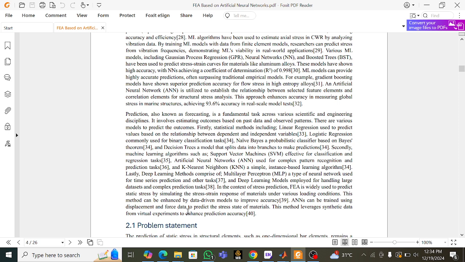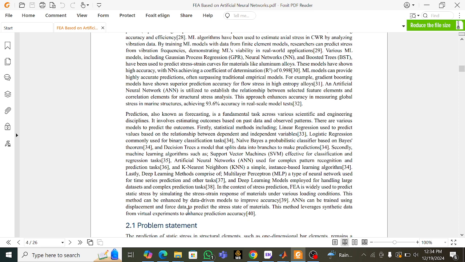Lastly, deep learning methods. There are three different types: the first one is statistical method, the second one is the machine learning method, the last one is the deep learning method. It comprises of multi-layer perceptron, a type of neural network used for time series prediction and other tasks, and deep learning methods employed for handling large datasets and complex prediction tasks.